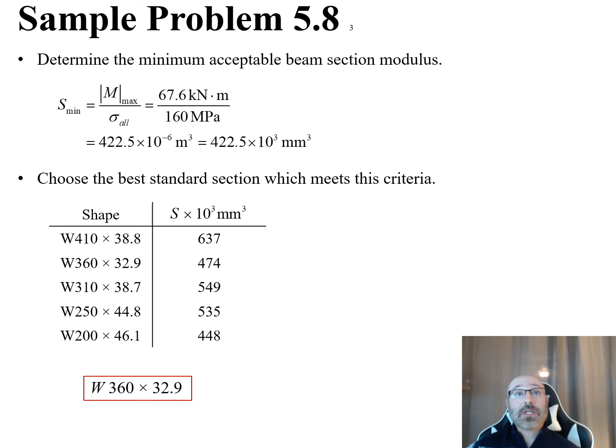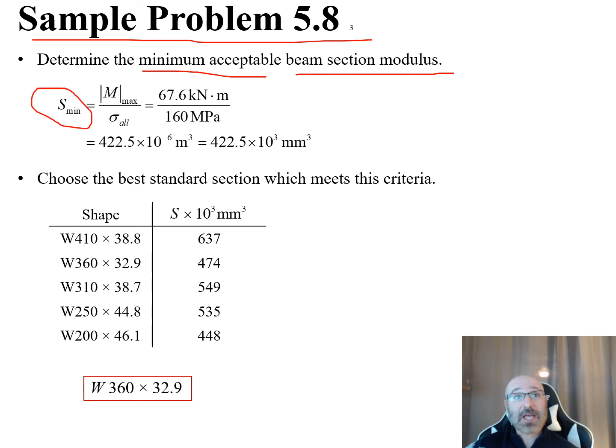So now the last thing that we need to do for this problem, for sample problem 5.8 here, is determine that minimum acceptable beam section modulus right there. So now we can use this S-min relationship there. We saw that previous equation again, that this is equal to the absolute value of our M max over the allowable stress, where they gave us the allowable stress in the problem statement of 168 megapascals. So we can take that max bending moment, the absolute value of that, so 67.6 kilonewton meters, all divided by 160 MPa. And this right here, when we do this out, is equal to 422.5 times 10 to the -6 meters cubed.